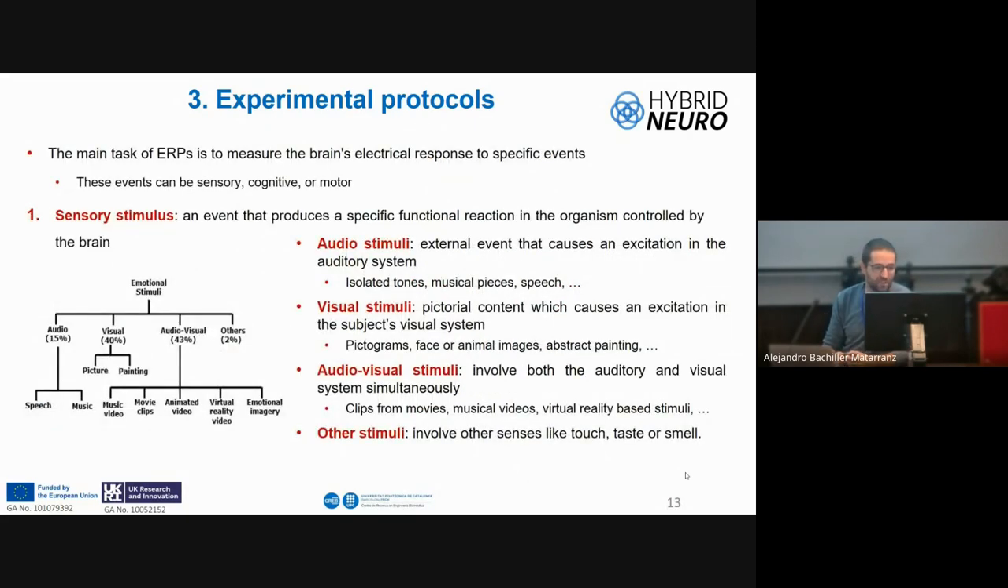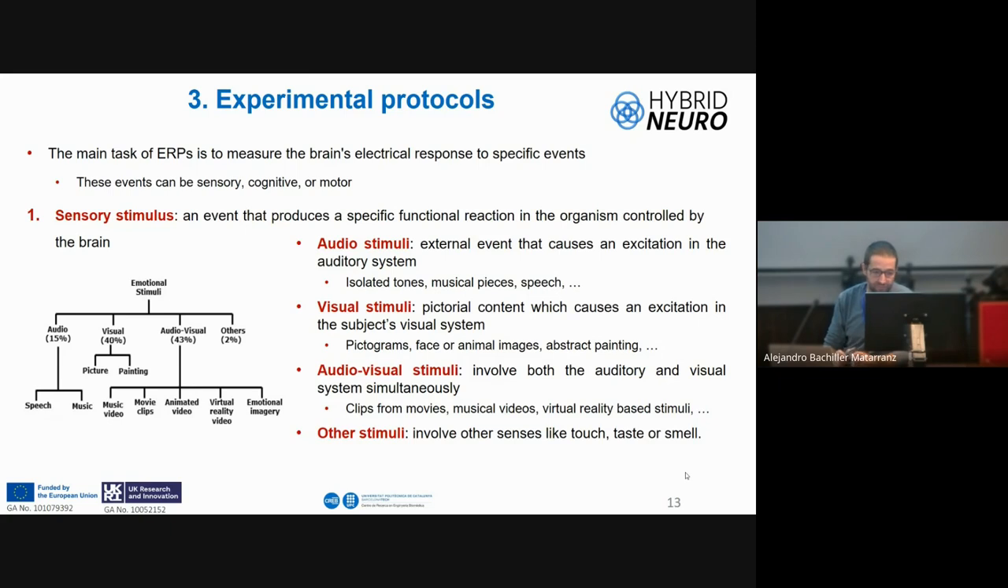Which kinds of stimuli can we have? We can cluster them in three main categories: sensory stimuli, cognitive stimuli, or motor stimuli. A sensory stimulus is an event that produces a specific functional reaction in a person, okay, in an organism controlled by the brain, so in a human. Which kinds of different sensory stimuli can we have?